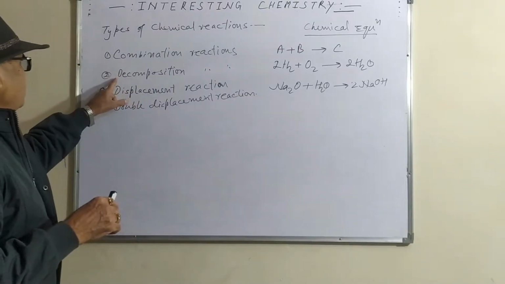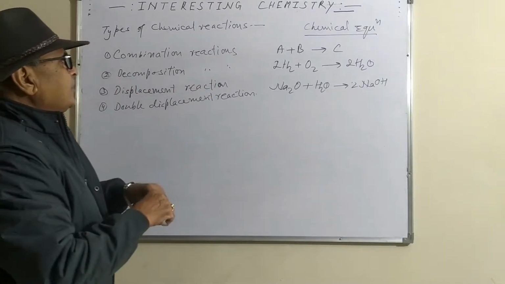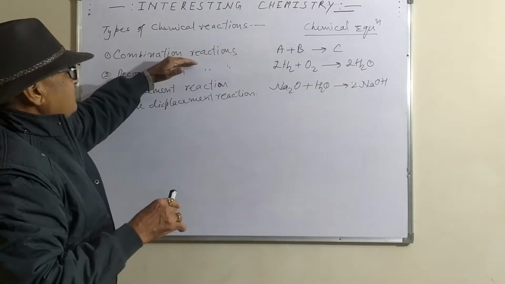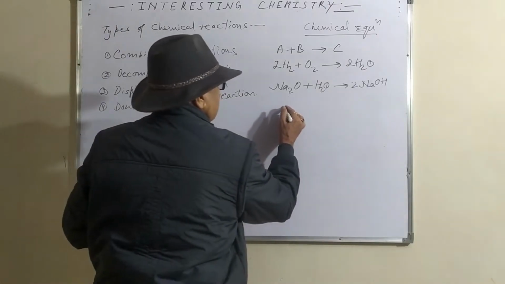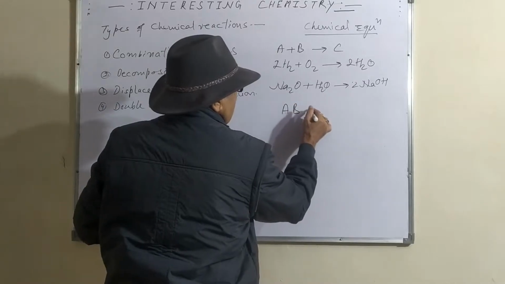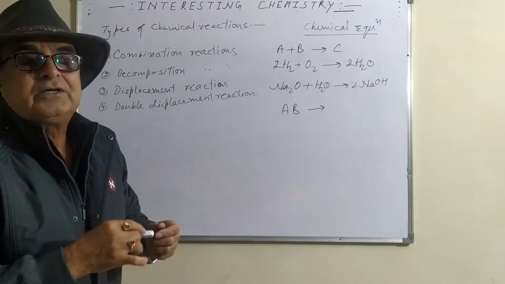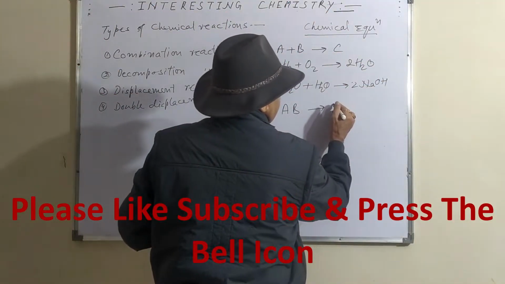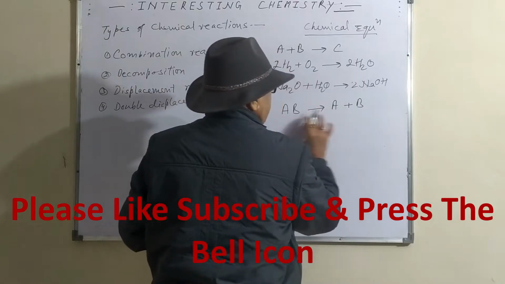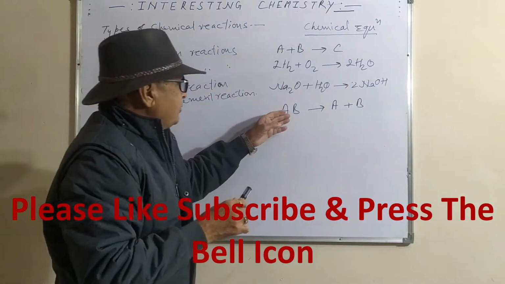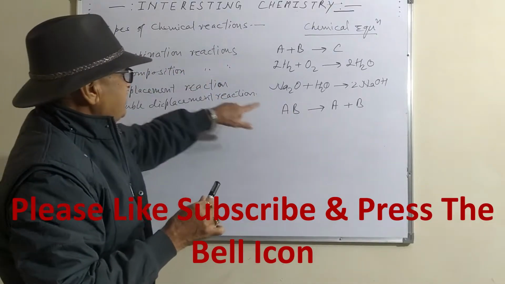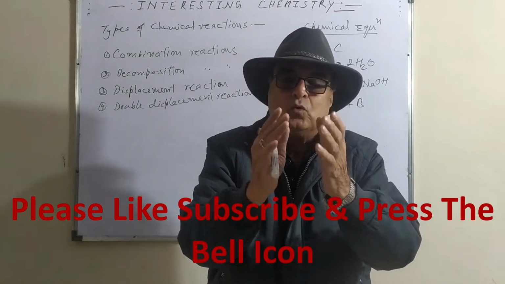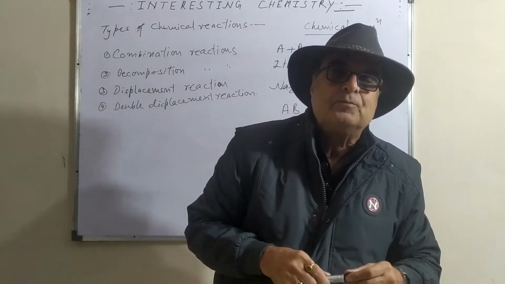Now today I am going to teach you about the decomposition reaction. The decomposition reaction is totally opposite to the combination reaction. Here only one substance dissociates into two or more than two products, like A giving B plus C. This is the dissociation. This is the decomposition reaction. One compound or one substance decomposes into two or more substances, that is a decomposition reaction.